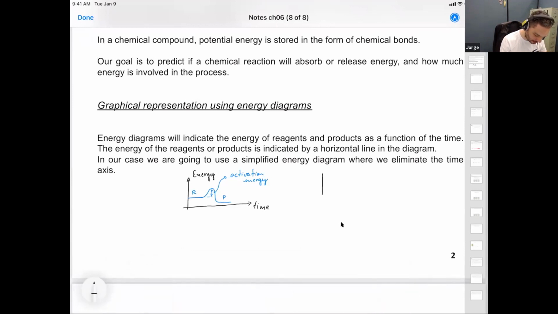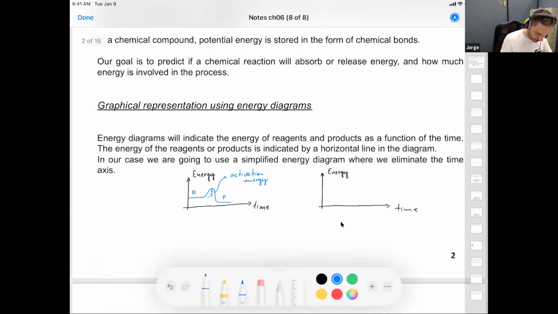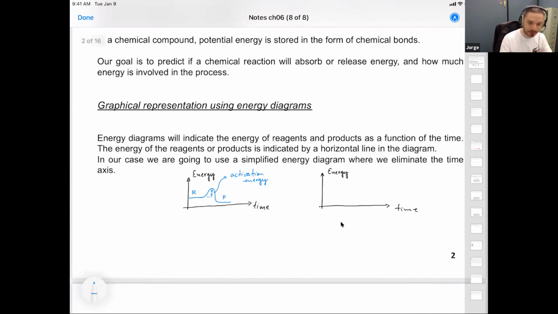The second case that we may face is when the energy of the reagents is lower than the energy of the products. So let's take a look at this case. Again, energy diagram, the complete energy diagram, we will represent energy over time. The energy of the reagents and products are represented by horizontal lines. So we are going to start here with reagents.